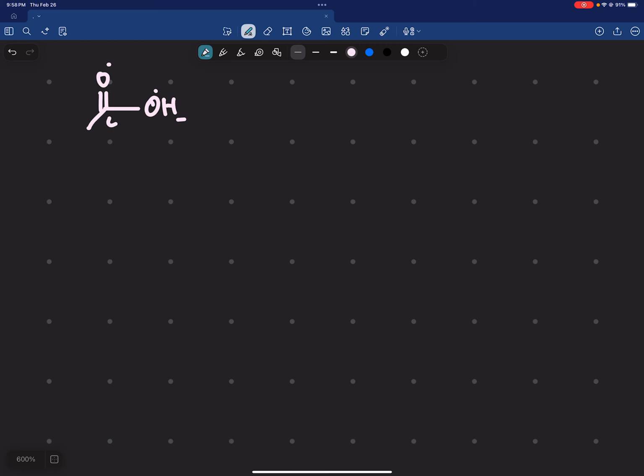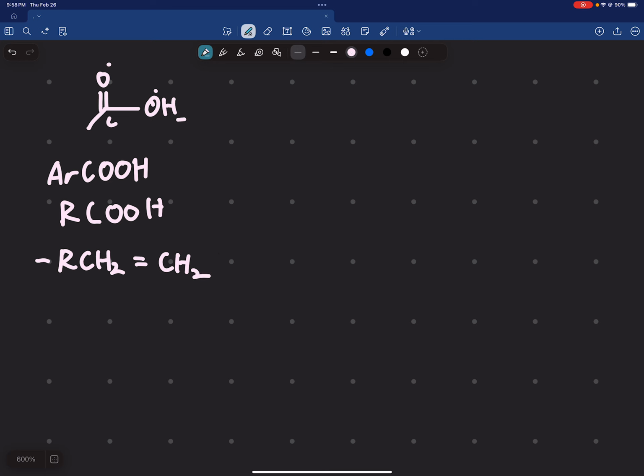So there are some general formulas for carboxylic acids. Aromatic carboxylic acids will usually be written like so, COOH. Aliphatic carboxylic acids will be written as RCOOH. And alpha and beta unsaturated carboxylic acids are RCH2, CH2COOH.